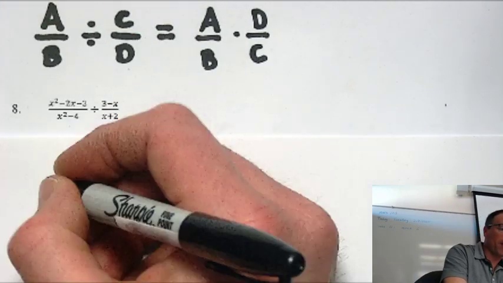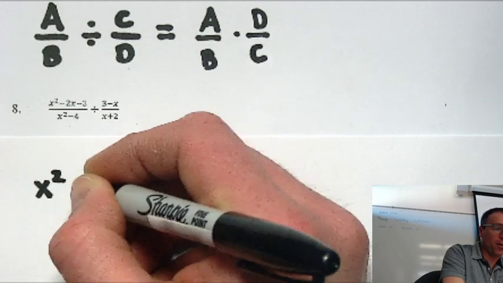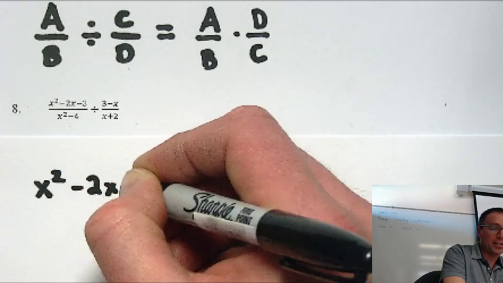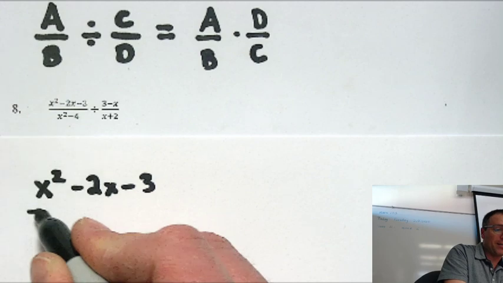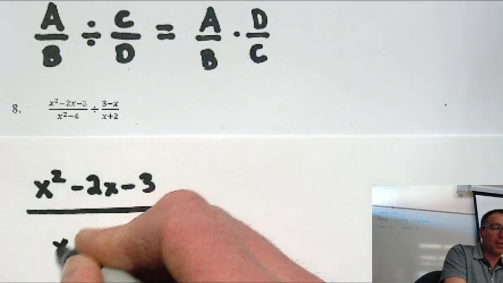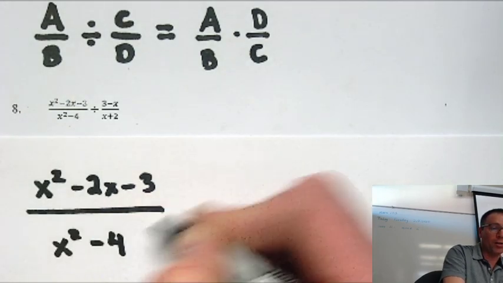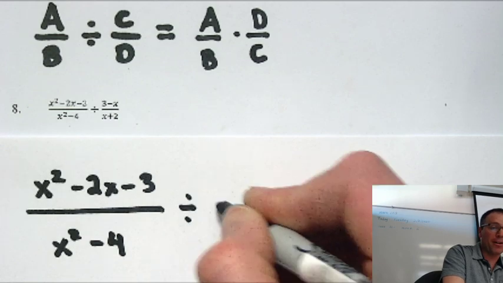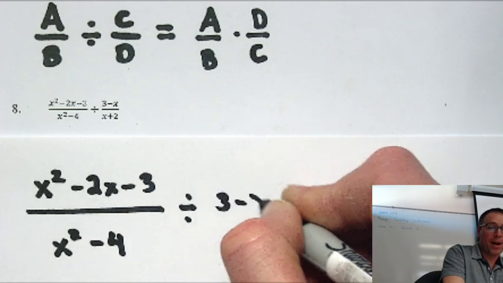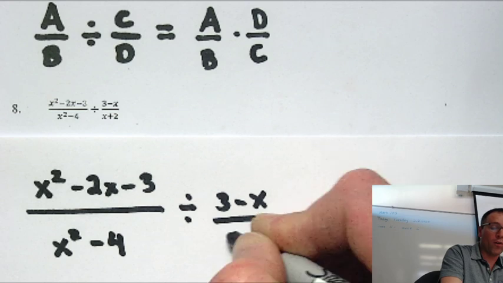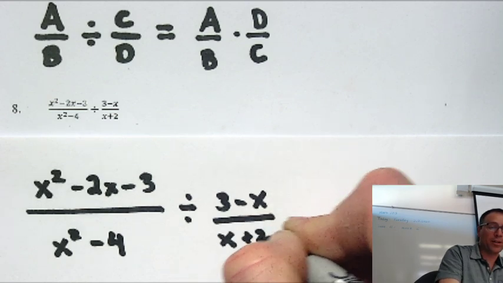Turn the division into a multiplication, take the right fraction, flip it over. So let's go ahead and think about this for a minute. I have x squared minus 2x minus 3 on top. On the bottom I have something like x squared minus 4. Here I'm going to divide by 3 minus x over x plus 2.